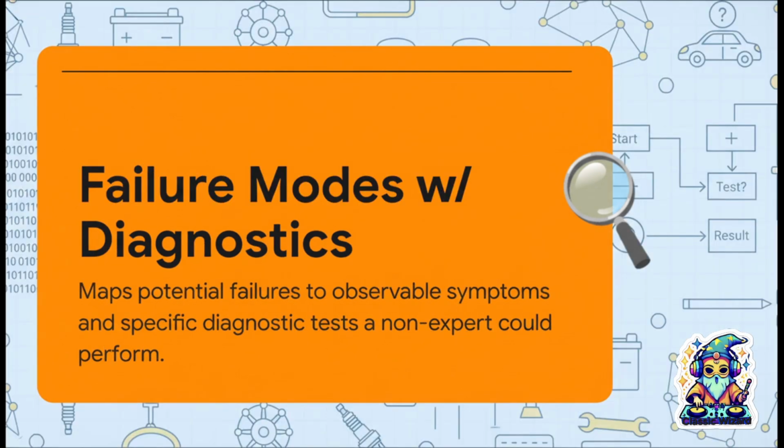And finally, for this level, failure modes with diagnostics. This basically turns your AI into a detective. So if your car won't start, you don't just get a list of could be the battery, could be the alternator. You get a guide. If you hear a clicking sound, test the battery. If the lights are dim, check this. It turns a vague list of possibilities into a real troubleshooting guide.